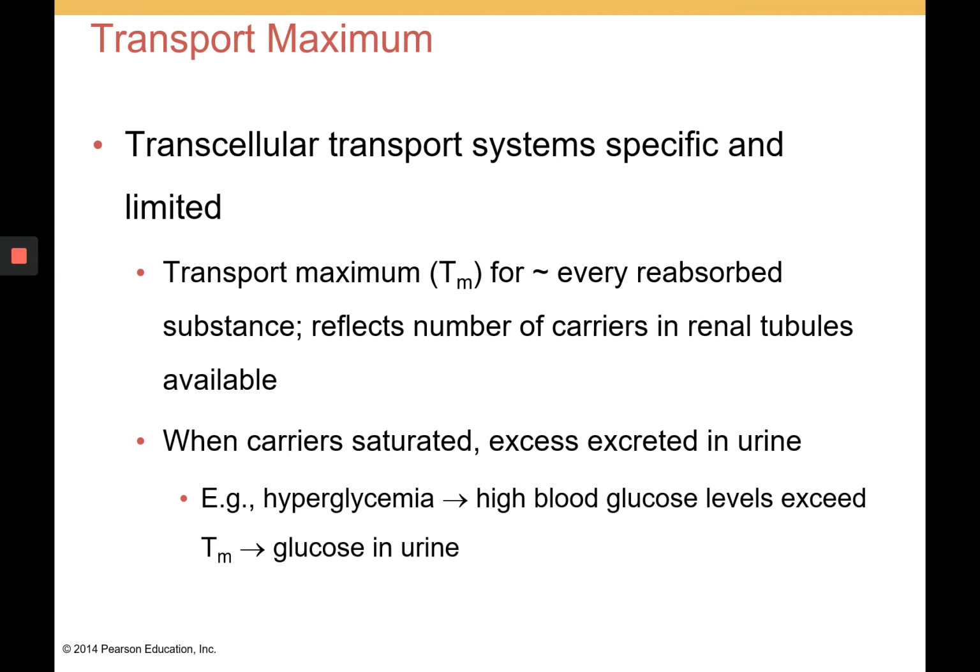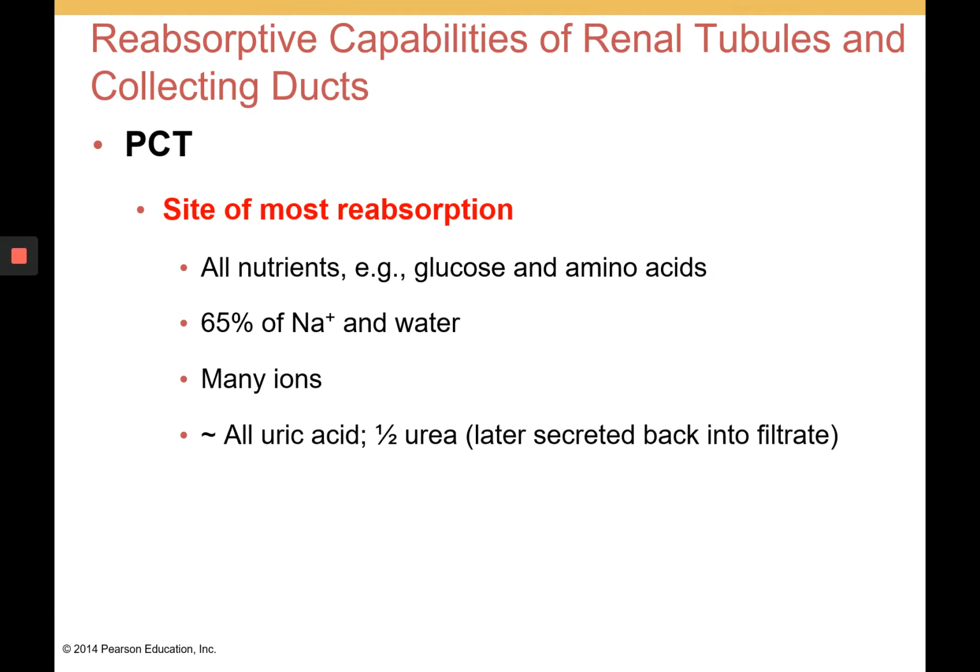There is a transport maximum for substances, and so every reabsorbed substance has a TM, and that just reflects the number of carriers available for the transport or reclamation of these substances. So when all carriers are saturated, any excess is going to stay in the urine. The proximal convoluted tubule, again, is the site of most reabsorption. Almost all nutrients, things like glucose, amino acids, 65% of ions, so things like sodium, also water, are all going to be basically reabsorbed from the proximal convoluted tubule.